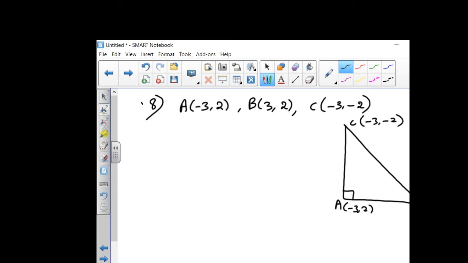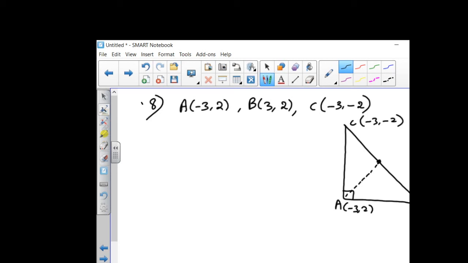Okay. So what do we want to prove? Show that the midpoint of the hypotenuse is equidistant from the vertices. So this is the hypotenuse, because the side opposite the right angle in a right triangle is the hypotenuse. So this is the hypotenuse. What we want to prove is that the hypotenuse midpoint is equidistant from A, B, C.